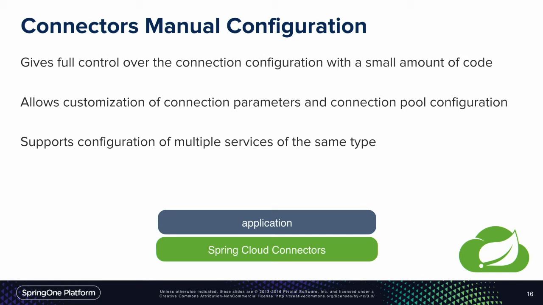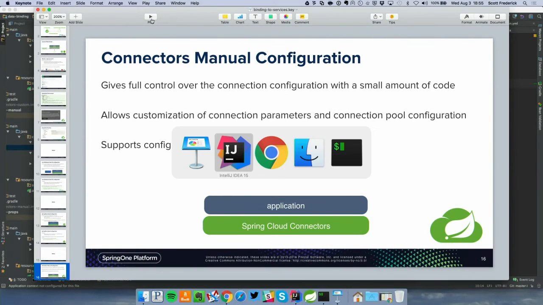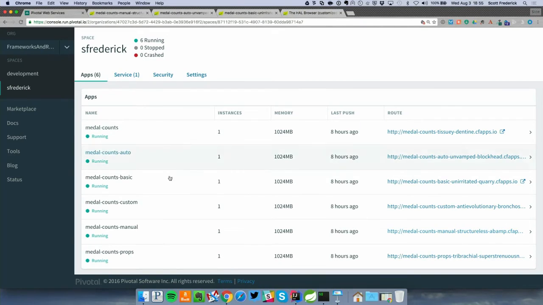So again, we're now talking about manual configuration where your application is taking complete control over that connection configuration, but it's still an extremely small amount of code that you're having to write. It does allow you to do this customization of the connection parameters. And this is the point where you get past that limitation of only having one service of each type. Now let's actually go look at the next example.